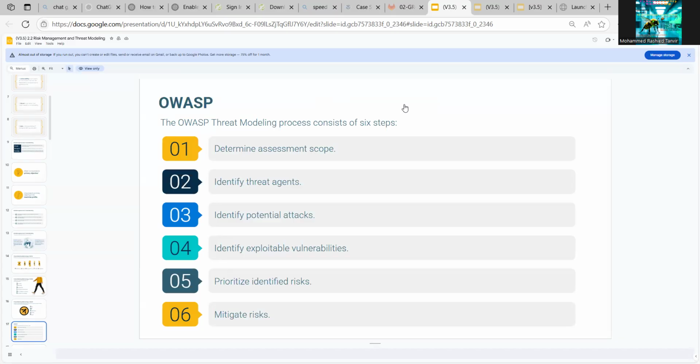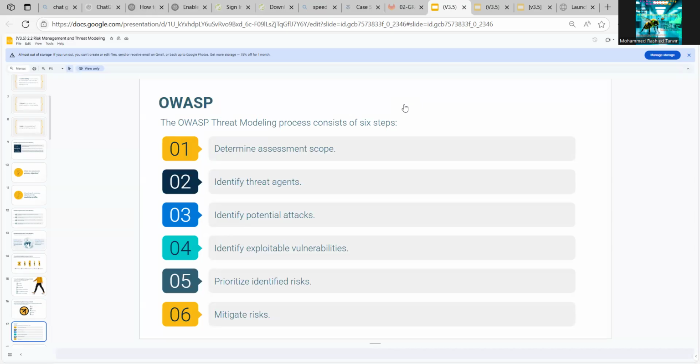Suppose you work in a bank, you might choose PASTA. Remember this: if you work in a bank situation, for threat modeling methodology you always choose PASTA. This is the Cybersecurity+ exam portion, which gives greater consideration to the business being modeled, while a pen testing firm would probably choose STRIDE and OWASP.